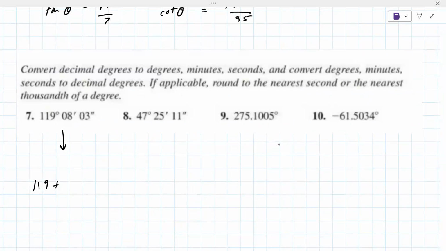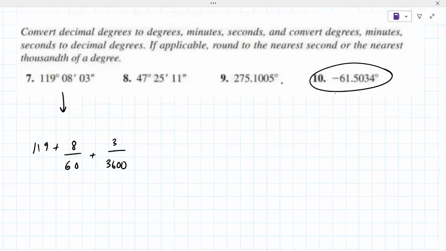Like number 7 is plus 119 plus 8 over 60 plus 3 over 3600. Hopefully you saw that in class. Degrees, minutes, and seconds. Do you remember that or not? Yeah.